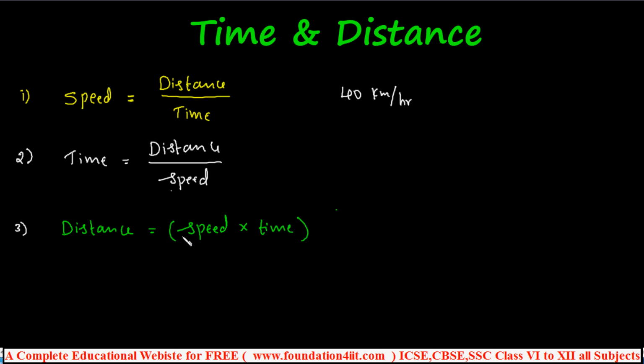In the numerical problems I'll explain. These are the basic three formulas you'll use in time, distance and speed. So the relation between speed, distance, time is these three. The main thing is speed is equal to distance by time, and based on that, another two.